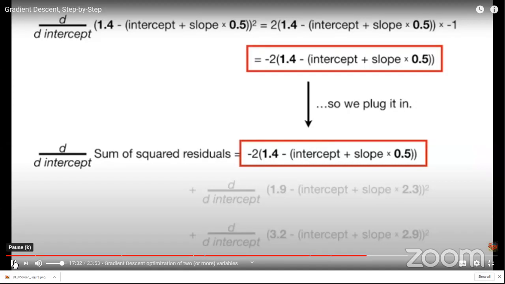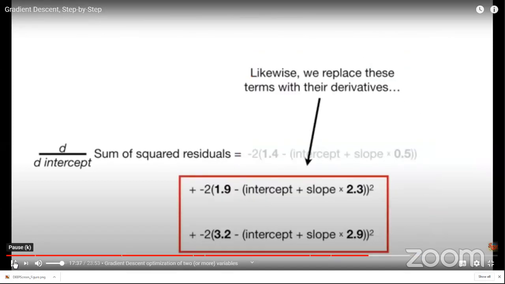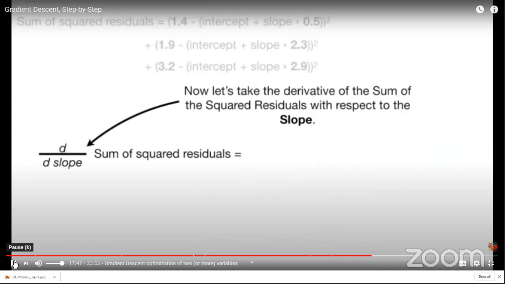So we plug it in. Likewise, we replace these terms with their derivatives. So this whole thing is the derivative of the sum of squared residuals with respect to the intercept. Now let's take the derivative of the sum of the squared residuals with respect to the slope.